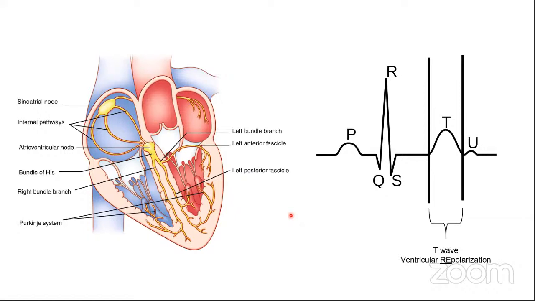And this is where we see this last deflection called the T wave. And that little U wave you're seeing at the end there, it's not really that important. We don't see it very often, so we're not going to talk about that unless anyone has specific questions about it. So really the T wave is the end of the electrical cycle.